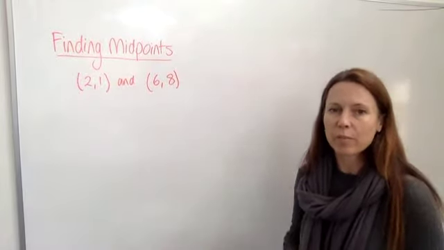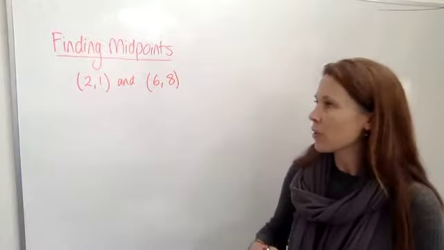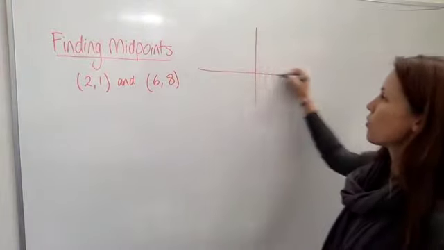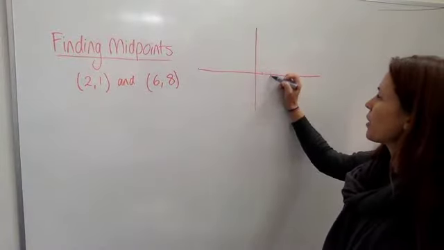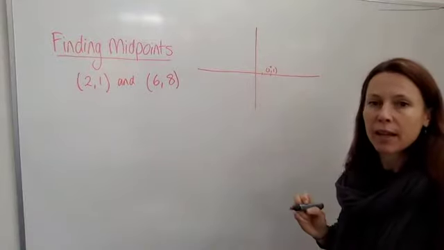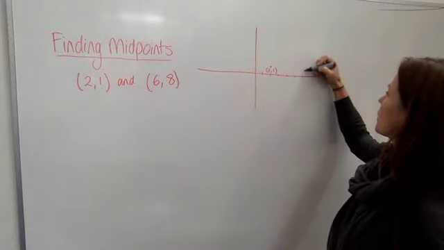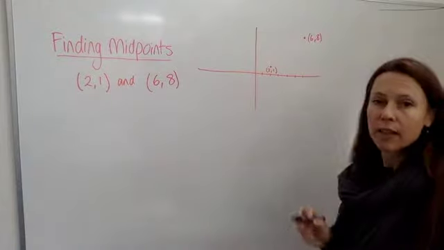Finding the midpoint between two other points on the Cartesian plane is fairly straightforward. Now, to understand what's going on, it's probably easiest first time around to actually draw the points and then picture how you found the midpoint. If I go along here and graph the point (2, 1) and (6, 8), we'll call this (6, 8).